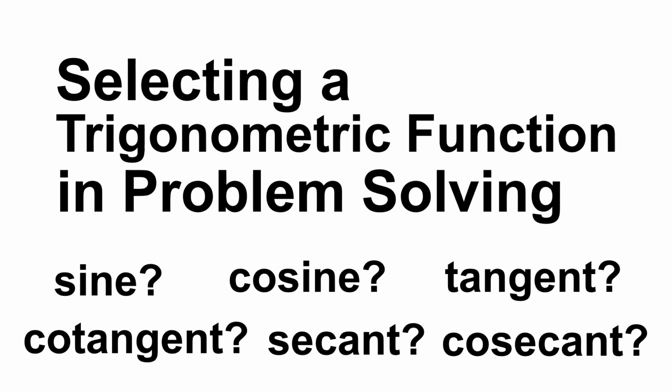So in deciding whether to use sine, cosine, tangent, cotangent, secant, or cosecant, you just try to analyze what the known parts are, what the known angles and the given sides are. Is it the opposite side, the hypotenuse? Is it the adjacent side? And with that, you try to select from the 6 trigonometric functions which one is applicable to your problem.